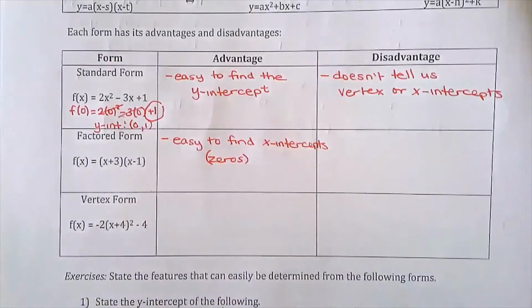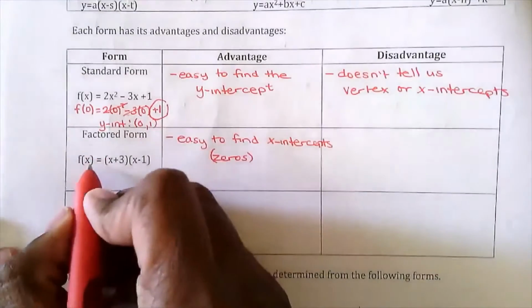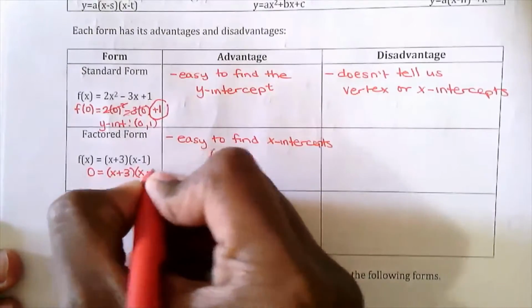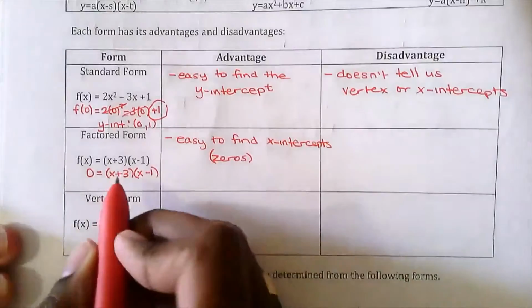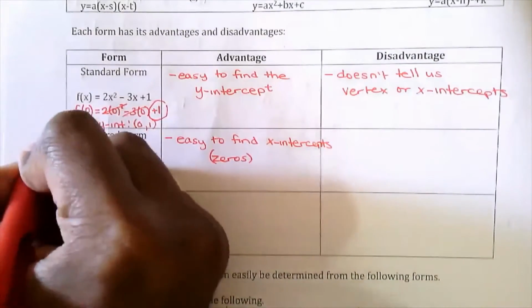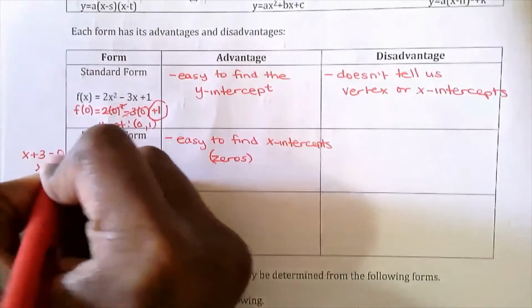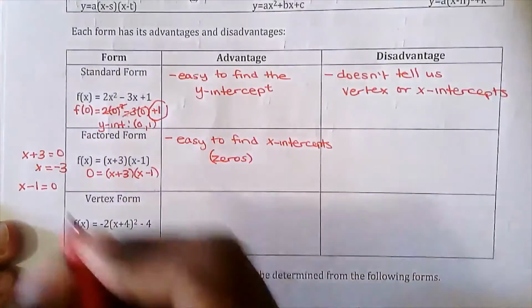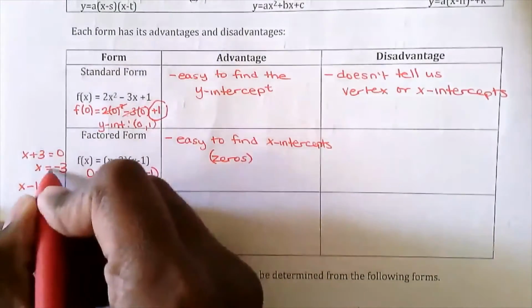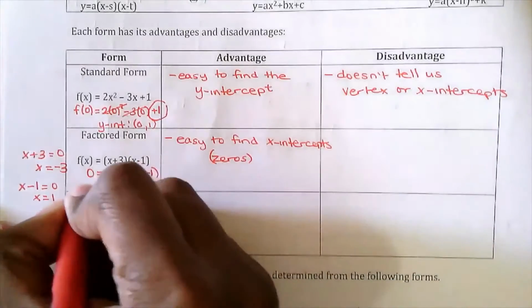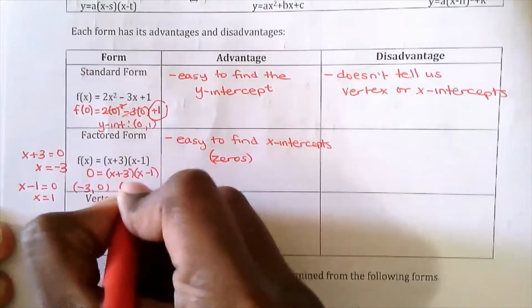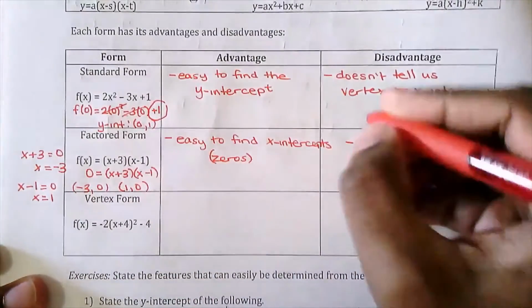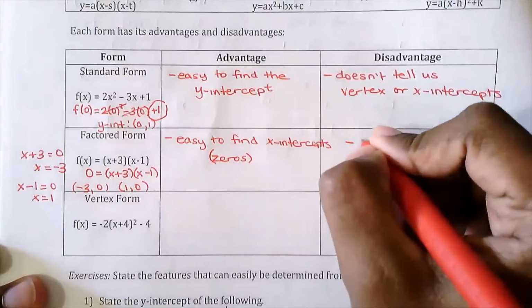So remember, to find the x-intercept, we let y equal 0. In this case, we would let y equal 0 and have these 2 factors copied as is. Then to solve for this, I set each factor to 0. So x plus 3 is equal to 0, so x is equal to negative 3. That's the first factor. And my second factor is x minus 1 is equal to 0, so x is equal to 1. So I get 2 different x-intercepts from here, negative 3, 0, and 1, 0. So with factored form, it's easy to find the x-intercepts. The disadvantage is that it's hard to find the vertex.